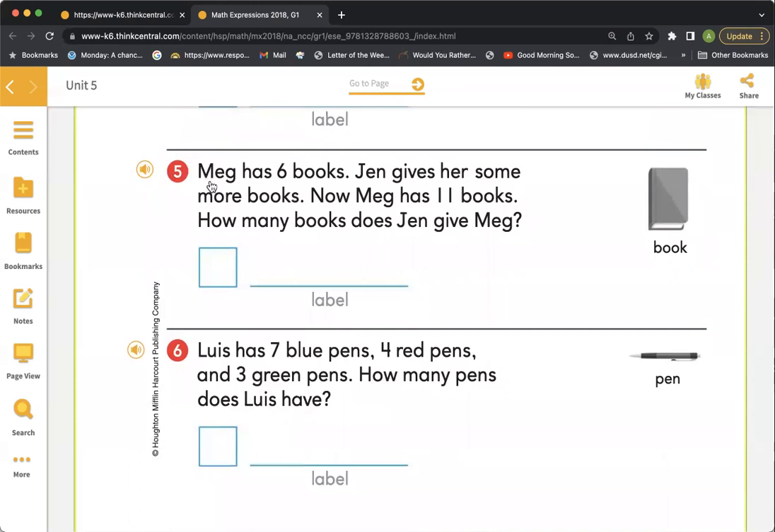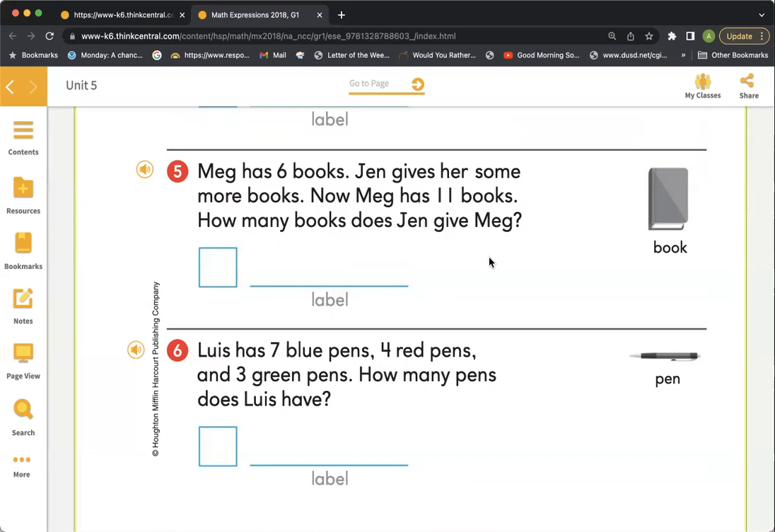Problem number 5, it says, Meg has 6 books. Jen gives her some more books. Now Meg has 11 books. How many books does Jen give Meg?